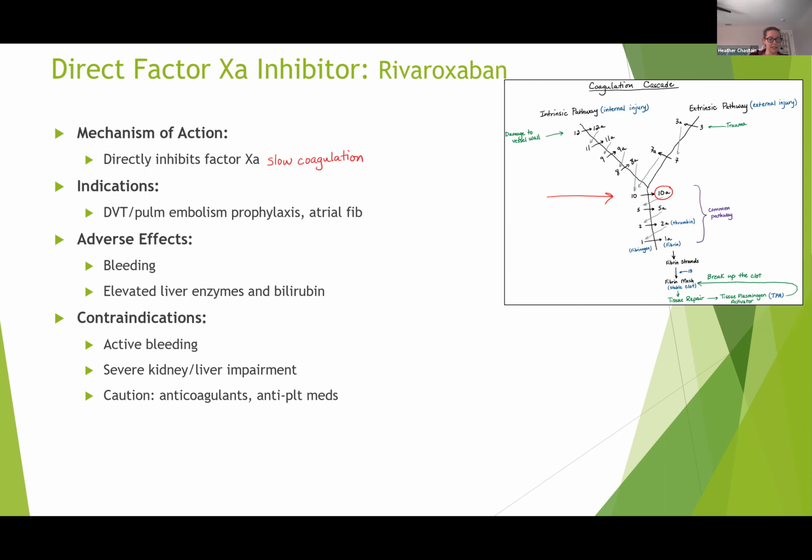Adverse effects, bleeding, of course, because we're slowing coagulation. Elevated liver enzymes and bilirubin. So we want to make sure that we're checking our AST and ALT and our bilirubin levels, okay? Contraindications, if they have any active bleeding, severe kidney or liver impairment, again, because of their erythropoietin connection there, okay? You want to use caution with anticoagulants and any other antiplatelet medications, because that is going to increase your risk of bleeding.